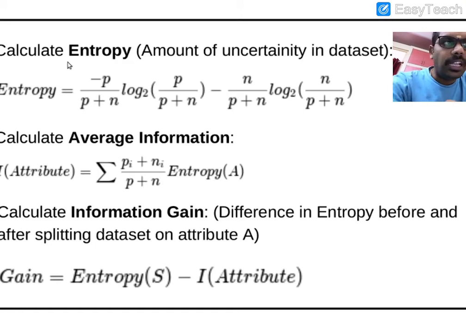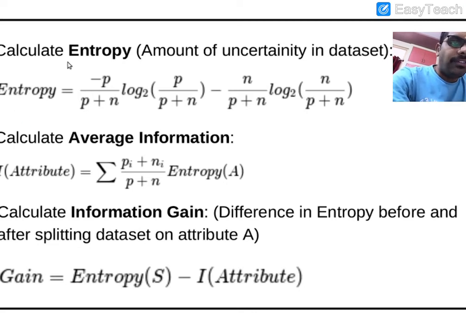And after calculating the entropy, what do we have to calculate? The average information. For a particular attribute we need to calculate the average information. After getting the average information, what do we have to compute? Information gain. So what is information gain? It is the difference in entropy before and after splitting the data set on a particular attribute. So before splitting and after splitting, we calculate the information gain with the help of the entropy values which we computed.